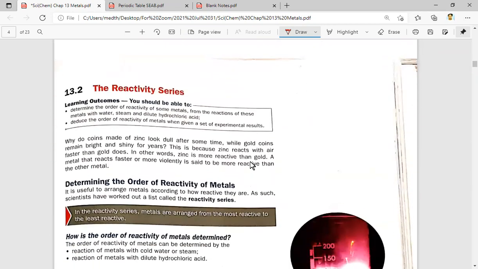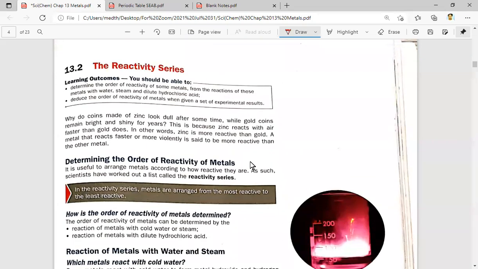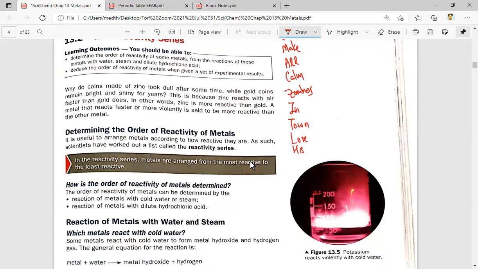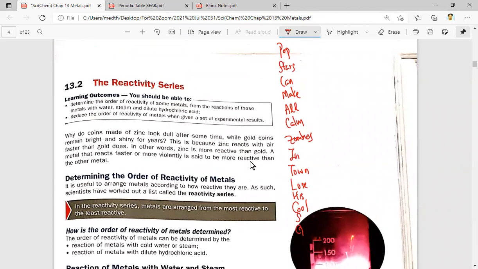Now let's go on to 13.2, the reactivity series. So this is the one that you all remember. Before we go into all of this, there's a mnemonic to remember the sequence of metals. The one that I introduced to all of you is: pop stars can make all calm zombies in town lose his cool SG. So this is the whole series here.